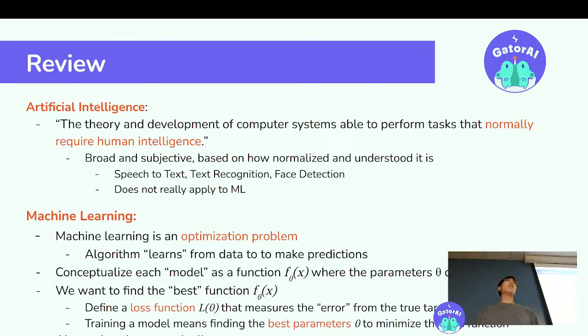And how we consider the best function is we define a loss function, which measures the error from the true target value. I put error in quotations here because the error that we're usually measuring is very different from error that you might measure in other sciences. It's more of an abstract version, and your error can take on many types of forms. That's why I put it there in brackets. So training a model means finding the best parameters, theta, to minimize the loss function.